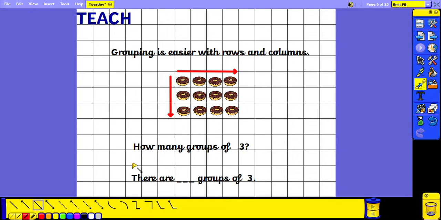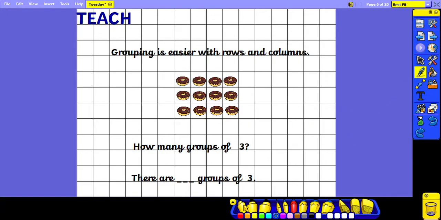Rows go across and columns go down. And here we are making groups of 3. If we look carefully at this array, we can see that the columns are actually in groups of 3 because there are 3 donuts in each column. So we can use this to help us with our grouping.